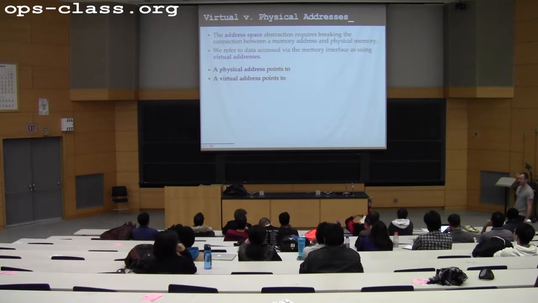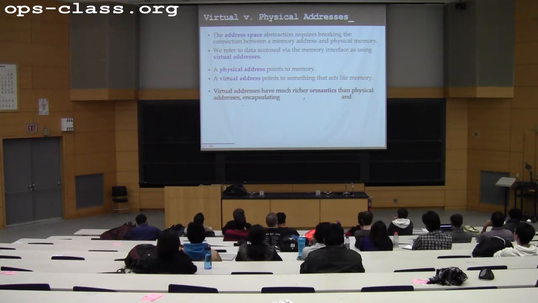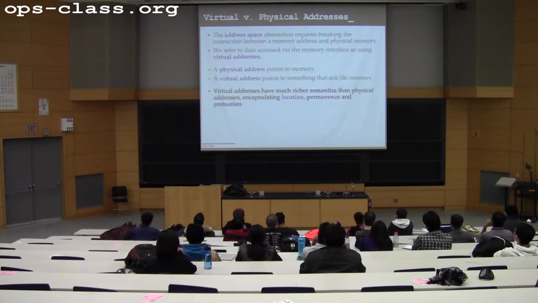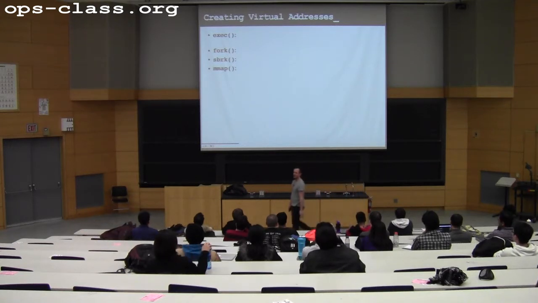All right, so we talked about how a physical address points to memory. When we talk about physical addresses, we're talking about actual bytes of RAM, whereas a virtual address just points to something that obeys the memory interface, something that acts like memory. And we talked about location, permanence, and protection as new properties that we could layer on top of virtual addresses because we've created this level of indirection. So here were the four places that we talked about where system calls create virtual addresses.